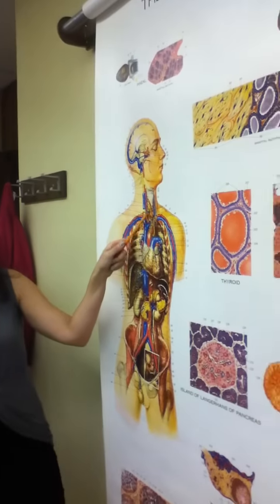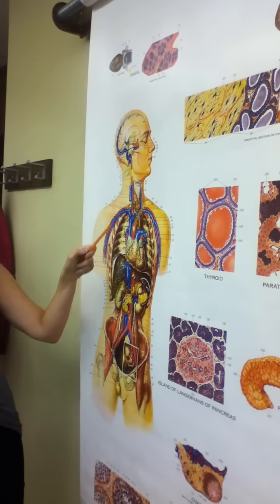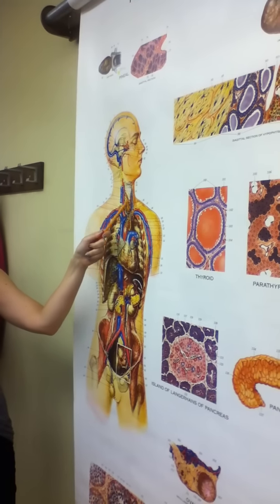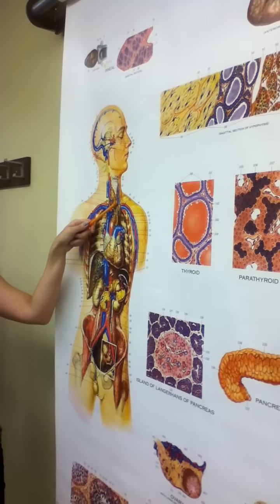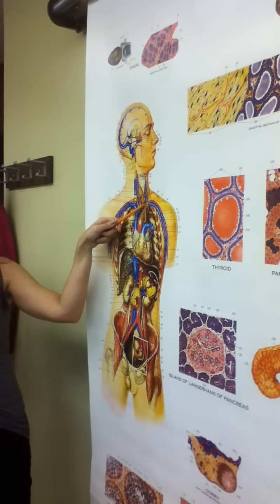Thyroid gland up in the neck or under thyroid cartilage, which is your Adam's apple. So that's the thyroid gland. Right lobe, left lobe, and this little bridge at the bottom, like the bottom of the U right here, that's called the isthmus.